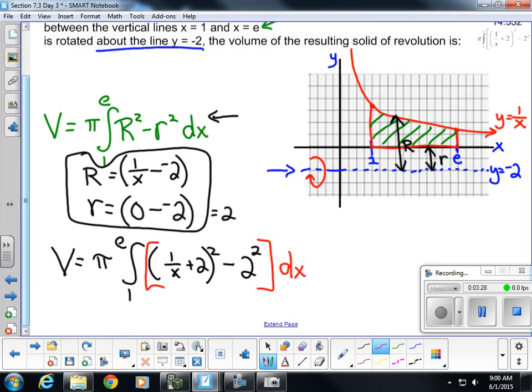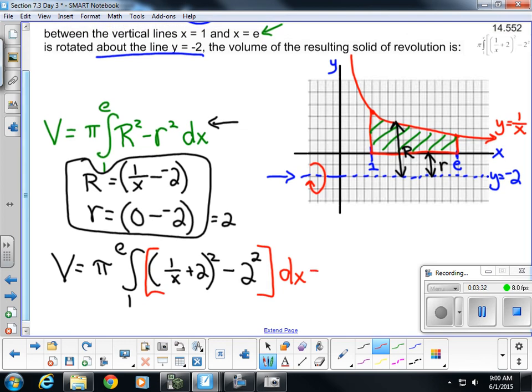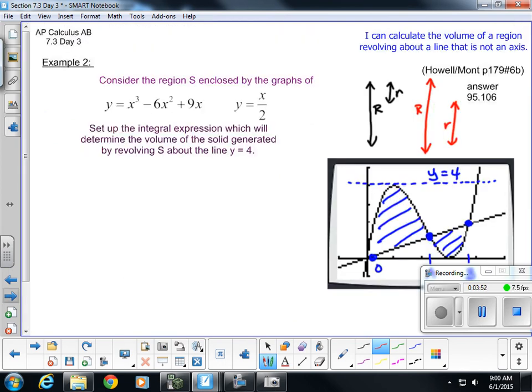If you put that into your calculator, you will actually get the number 14.552. Don't forget to put the pi in when you do that. Or if you're asked to just write the integral equation, that would be your actual expression.